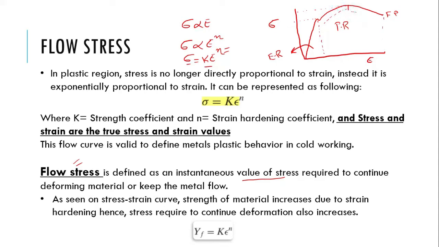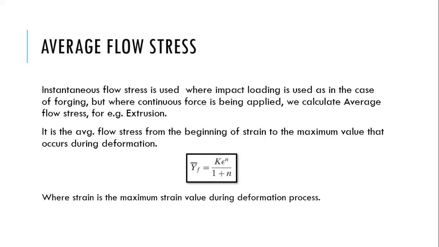So the common formula, you can represent the flow stress as YF. It is represented as YF equals K, that is the strength coefficient, into the true strain exponent n, where n is the strain hardening coefficient. Then there's another term that is called average flow stress.